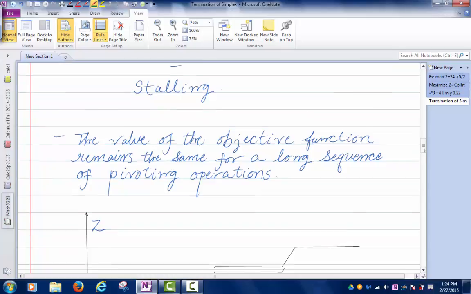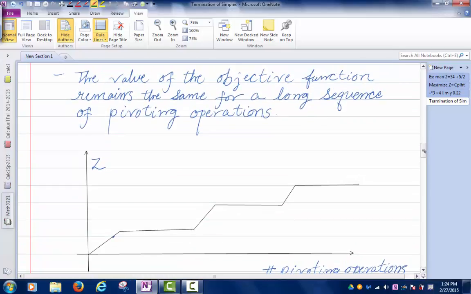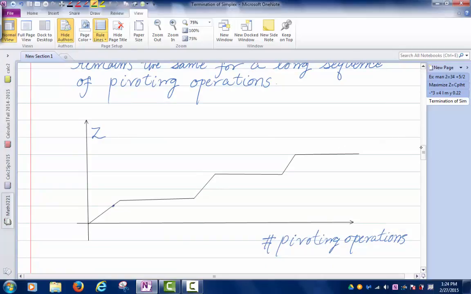So in other words, here's a sort of a graph. On the y-axis, I have the value of the objective function, and on the x-axis, I have the number of pivoting operations. So what can happen is that the value of the objective function increases at the beginning, and then for a long sequence of pivoting operations, the value of z stays the same. It may increase again, but then it may remain the same again for a long time. So that's what I mean by stalling.